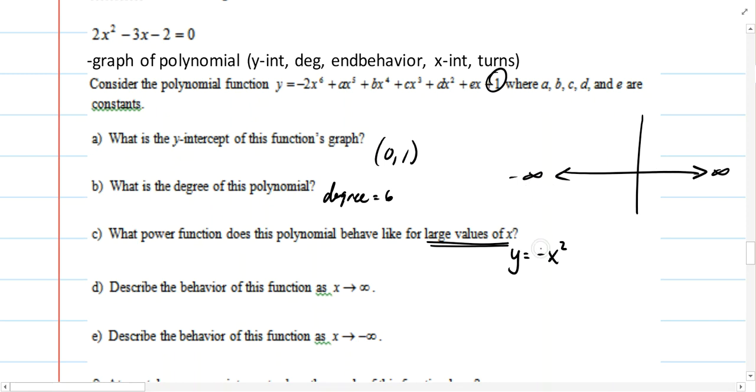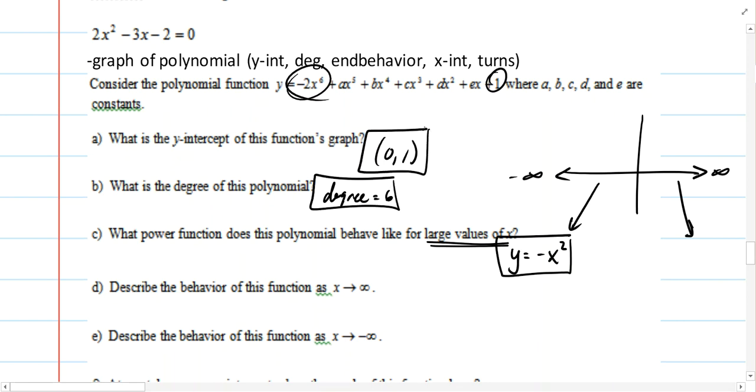So in general, since a negative x squared parent function would have tails that point down, and this function, regardless of what we see over here on the right, would also have tails that point down, both of them, I would say that this polynomial originally behaves like this one, our parent graph. Let me put boxes around my answers as we go here.